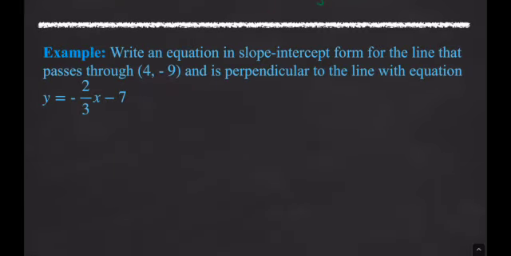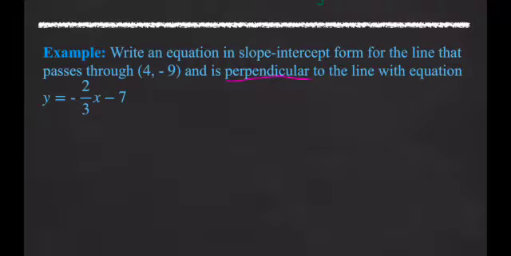So now let's actually use it in practice with some graphing. Write an equation in slope-intercept form. I like the slope-intercept form, so we're going to keep on doing that. For the line that passes through (4, -9) and is perpendicular to the line with the equation y equals -2 over 3 x minus 7. Well, we are looking for a perpendicular line.